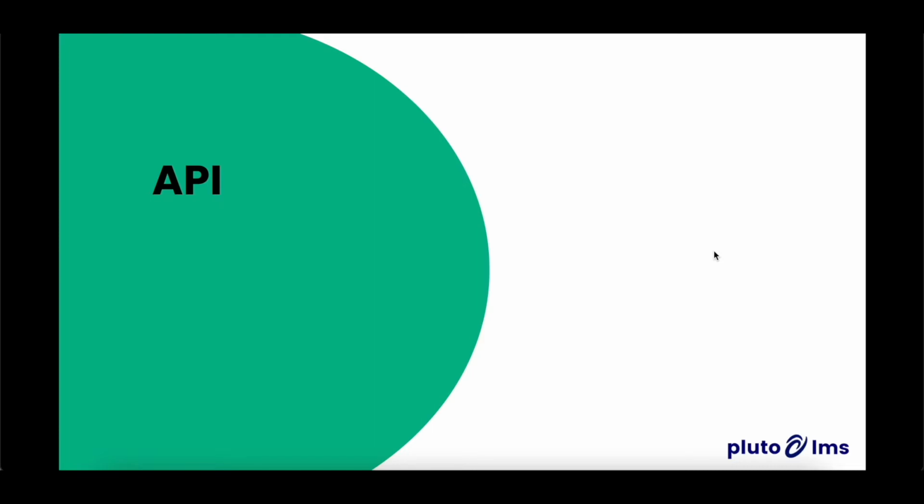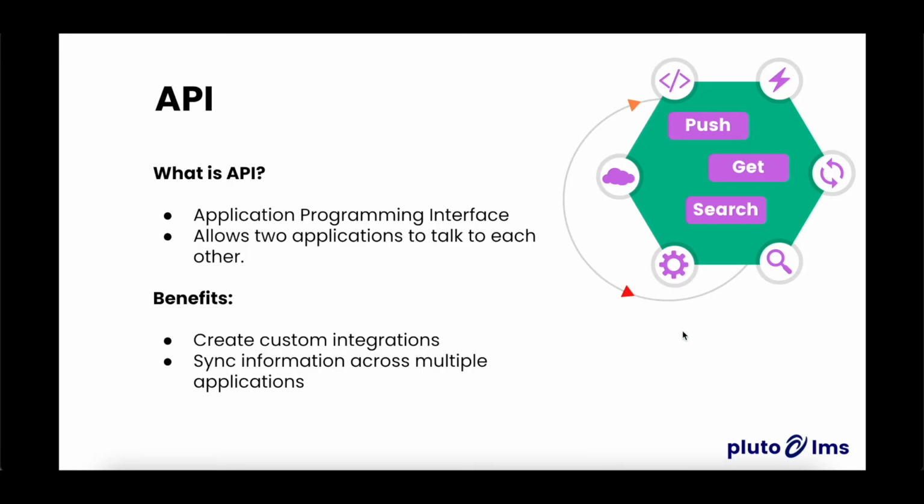Great. So we've spoken about the xAPI, which shouldn't be confused with API. So now we're going to talk about APIs. So what is an API? An API is an application programming interface. Quite simply put, it allows two applications to talk to each other.